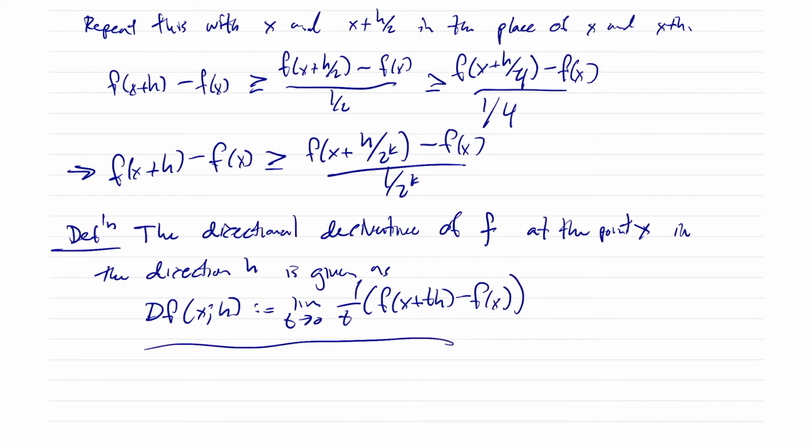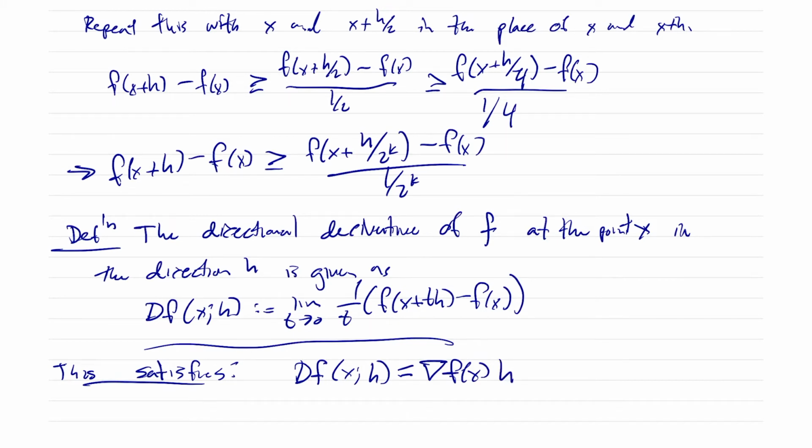And so that's the definition, and it turns out this satisfies this, which feels a lot more natural. So df(x; h) is equal to the gradient of f at x times h.